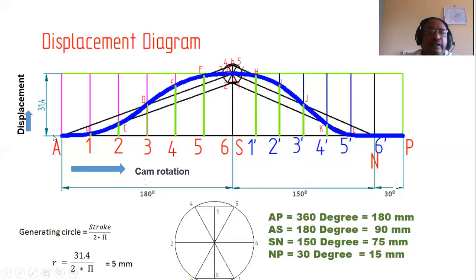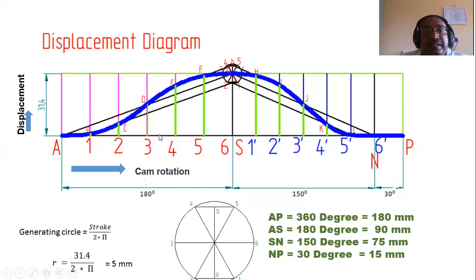Then join with a smooth curve with a free hand: A to B, B to C, C to D, D to E, E to F, like that. I continue it with a free hand, that is an arc. Then for the dwell period, draw a horizontal line. Like this, it is required to draw the displacement diagram. The X-axis represents cam rotation. The Y-axis represents the displacement. This is the way to draw the displacement diagram.